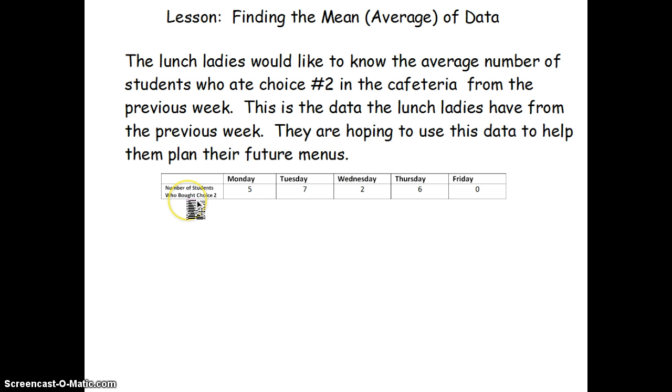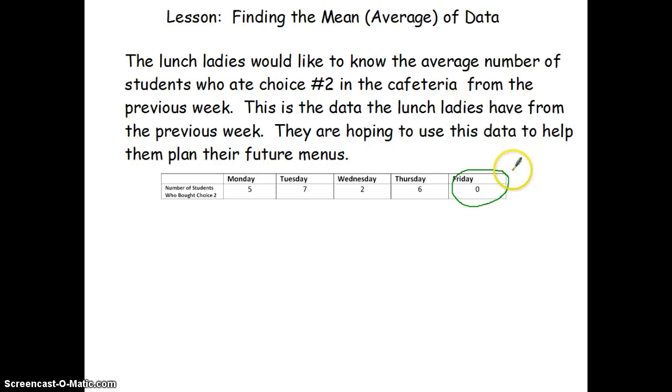Okay, so you can see on Monday, we have 5 students who bought choice 2, 7 on Tuesday, 2 on Wednesday, 6 on Thursday, and 0 on Friday. Now, one of the things I want to start off by pointing out is this 0 that we have here on Friday. Even though it's a 0, some people might say it's not important, but when you're working with averages and data, that 0 actually means a lot. That 0 is very important and needs to be included when you're finding the average.